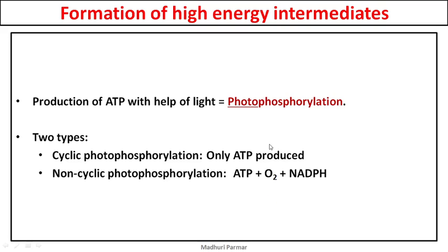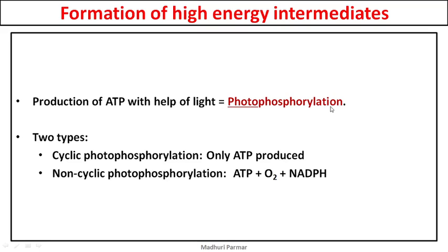Chalo. Now coming back to the original topic, which is formation of high energy intermediates. This is nothing but production of ATP and NADPH. We start with production of ATP, and we shall see NADPH in the next. Let us just start with production of ATP. This is called photophosphorylation. Phosphorylation is addition of phosphate. It is taking place with the help of light, so it is called photophosphorylation.